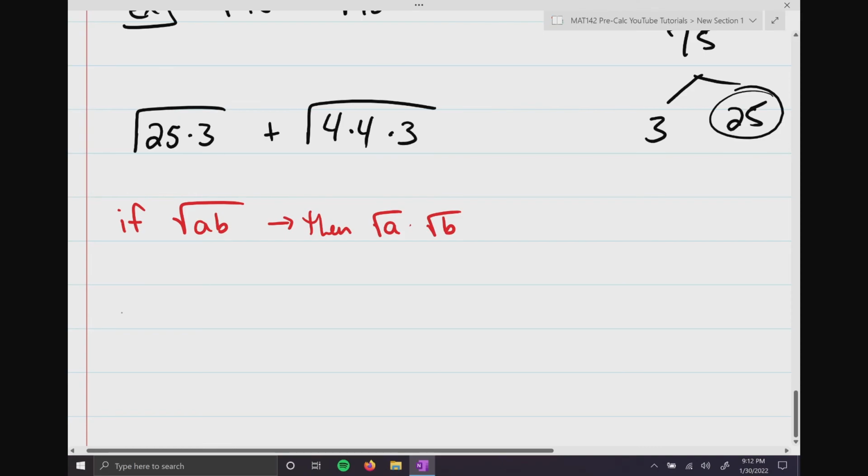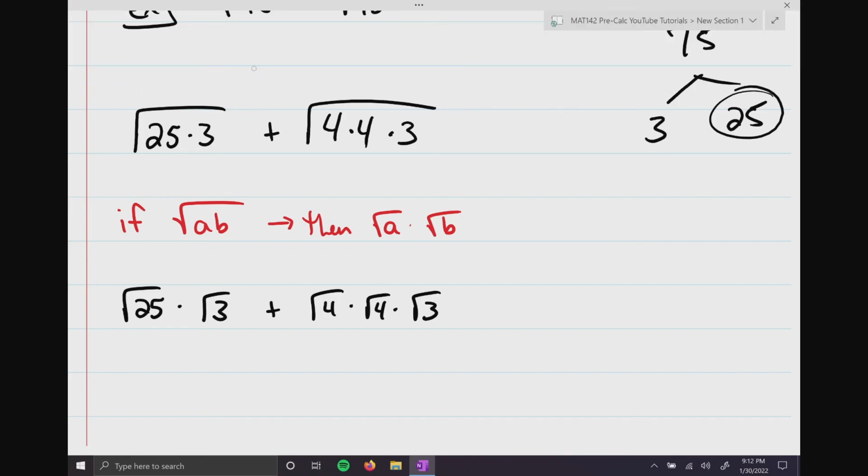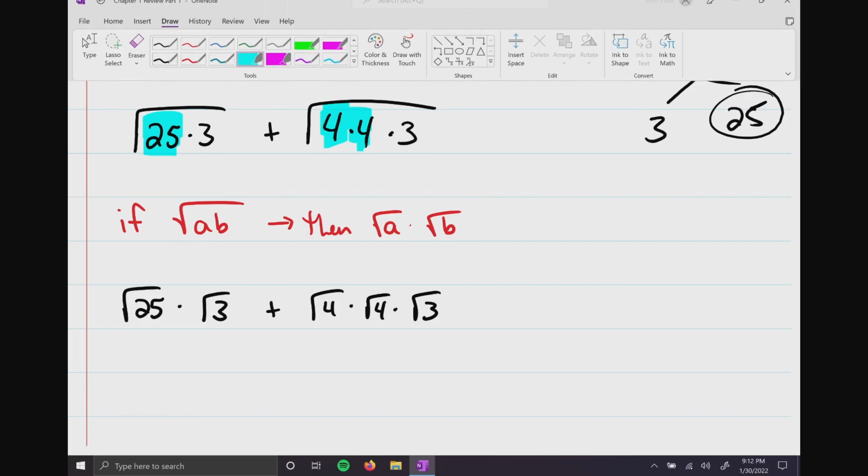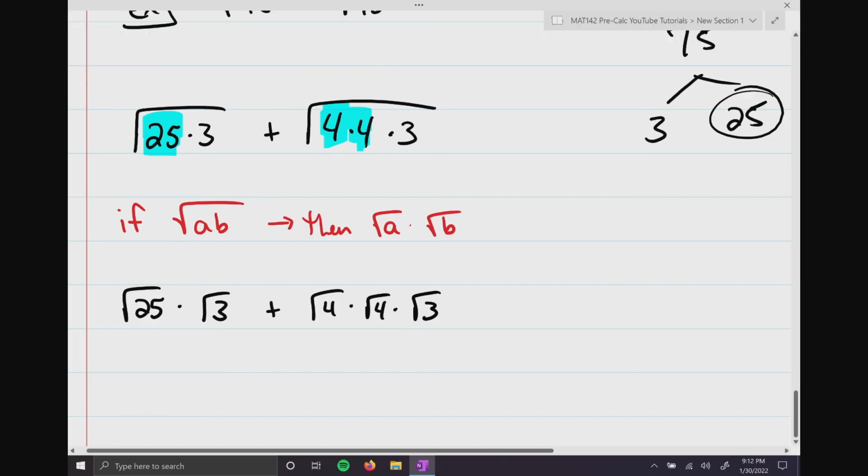So I'm going to break up the first term into the square root of 25 times the square root of 3. And then I'm going to break up the second term as the square root of 4 times the square root of 4 times the square root of 3. And if you notice, when I have those perfect squares, like 25 and then the 4 and the 4, I put them out front because I know I'm going to simplify them later.